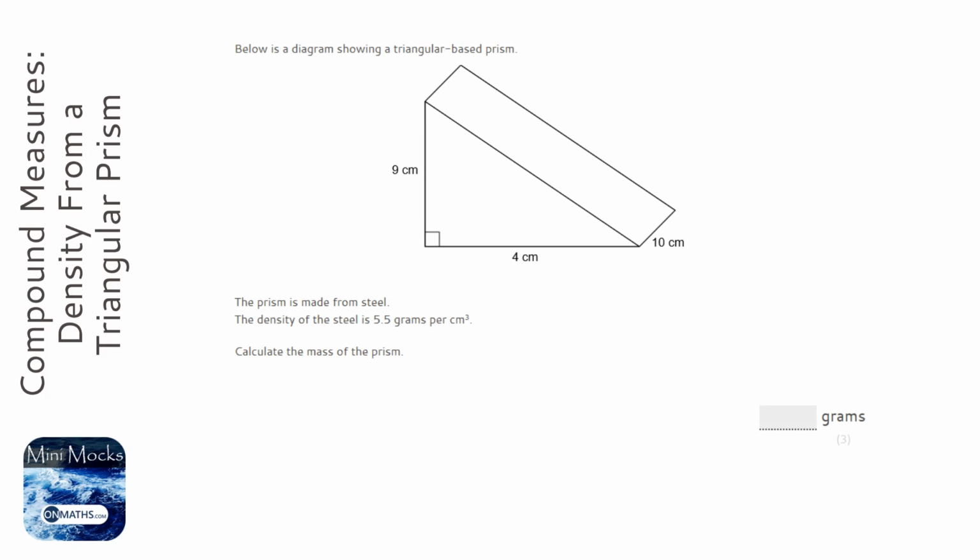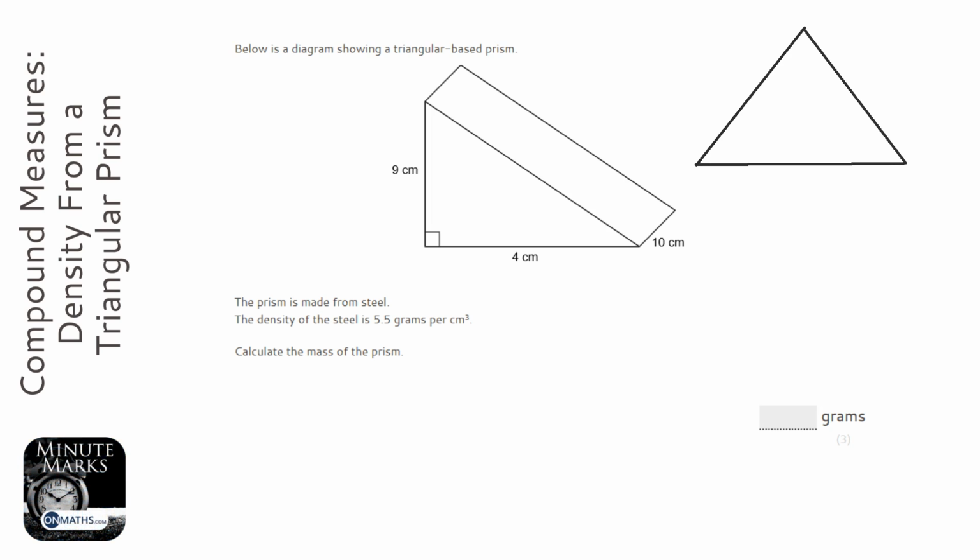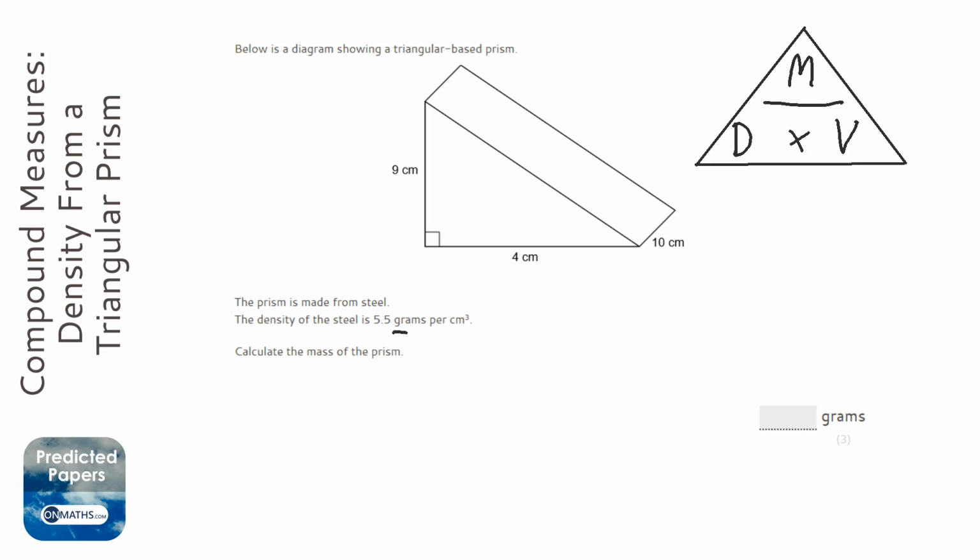The triangle we need to remember for this question is density equals mass over volume. Now you could have kind of worked it out with the question because it says grams, which is mass, per centimetres cubed, which is volume. So per means over, so it would be mass over volume.